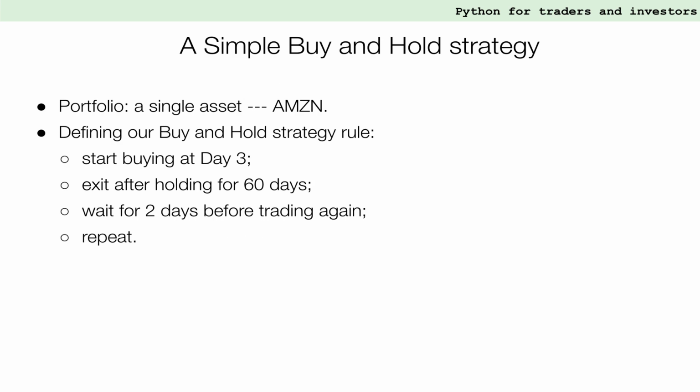To demonstrate this, let us look at a simple buy and hold strategy for a portfolio consisting of the e-commerce giant Amazon as the single asset. The trading strategy consists of the following logic: start buying at day 3, exit after holding for 60 days, wait for 2 days before beginning trading, repeat.